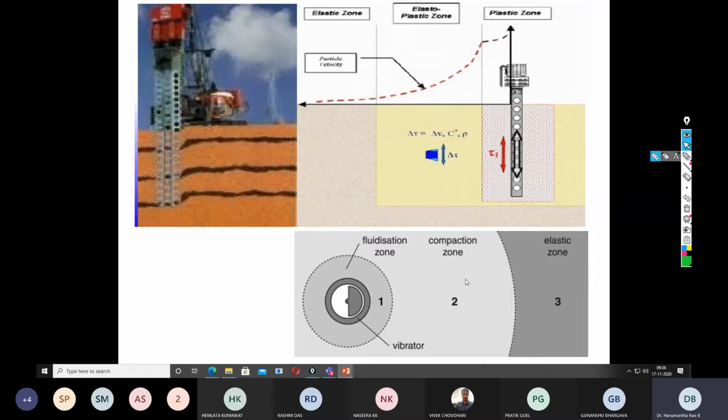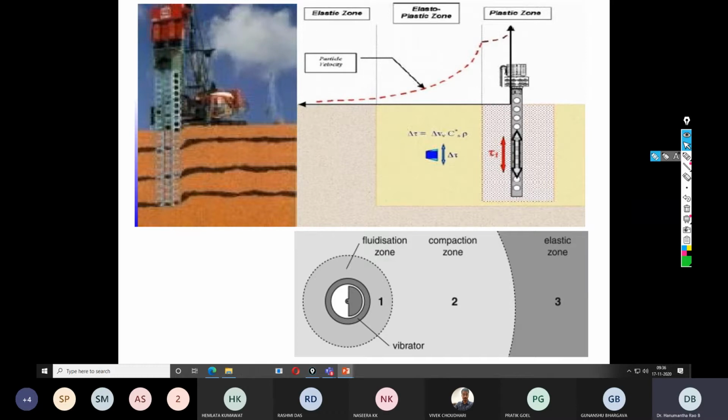Now if you ask a simple question, when I go for the vibroflotation technique, can I expect some kind of zone of influence? This schematic talks about what that zone of influence is. Here we can see zones 1 and 2 are the zones of influence of the vibroflotation technique, not zone 3. Only zone 1 and zone 2 are the zones of influence within which the soil is getting densified.